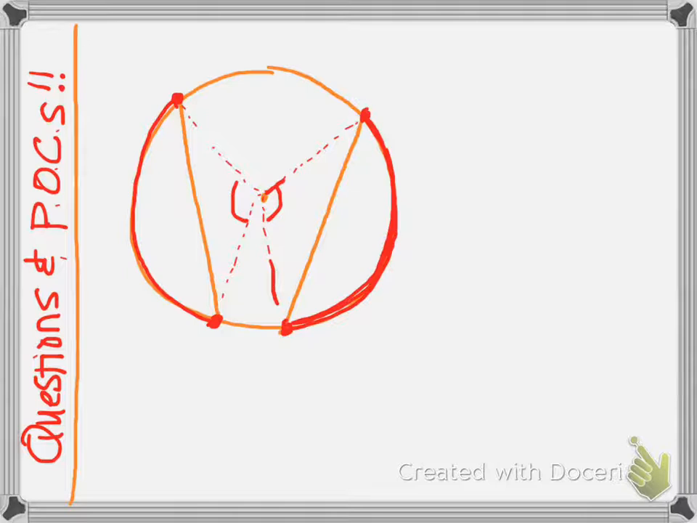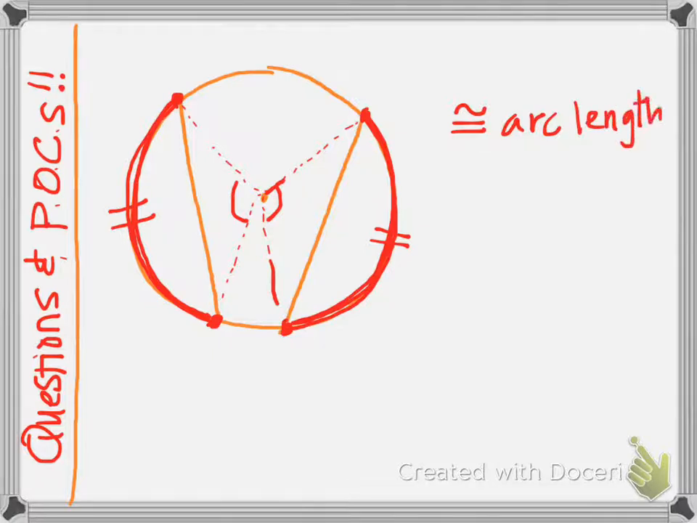If these two arc lengths happen to be congruent, okay, so we've got congruent arcs, we'll say arc lengths, or it could be arc measures, the lengths or the measures, then we can assume that these chords that are made from connecting the endpoints of the arcs, those chords are going to be congruent as well. So congruent chords.